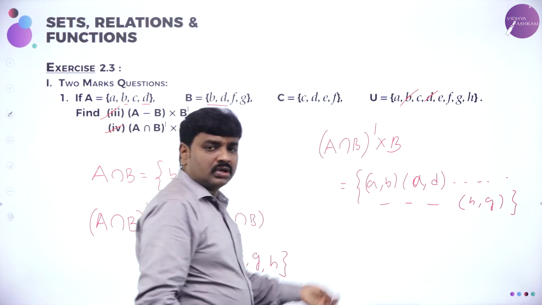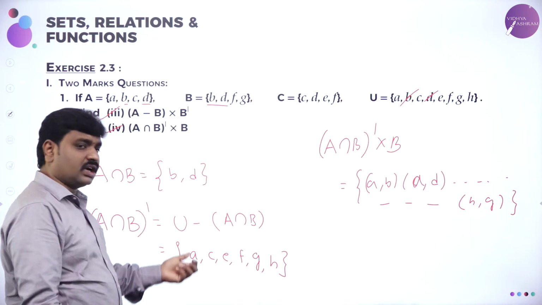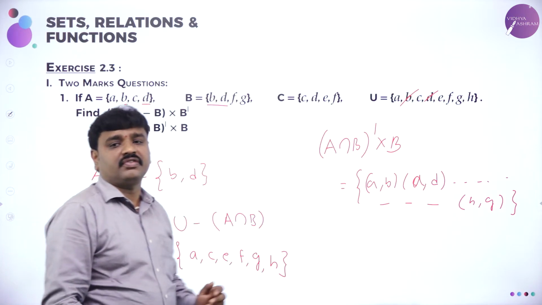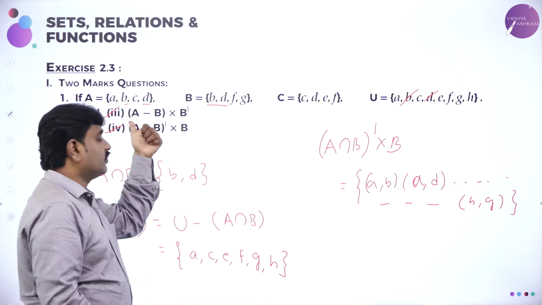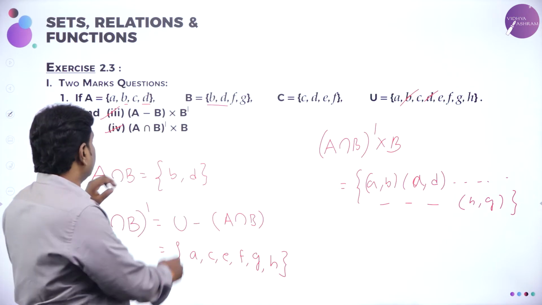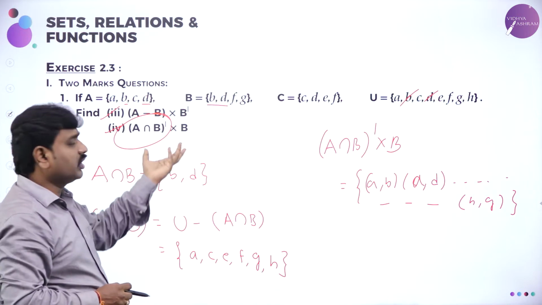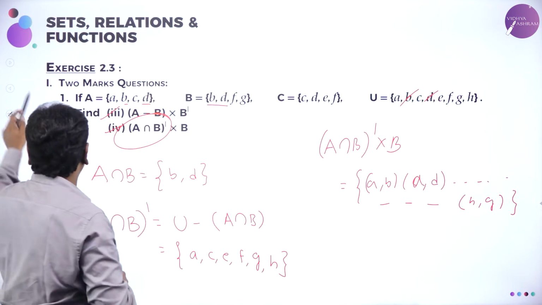Further you can do A intersection B the whole dash I got, and B is given. You complete this by yourself. You can do it, because the third one I have done completely. For the second one I gave this set. This is more than enough. If you get this set, you can do the Cartesian product. Till now we have done this.